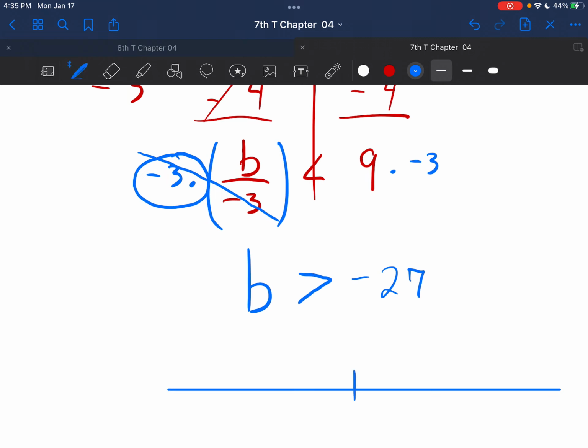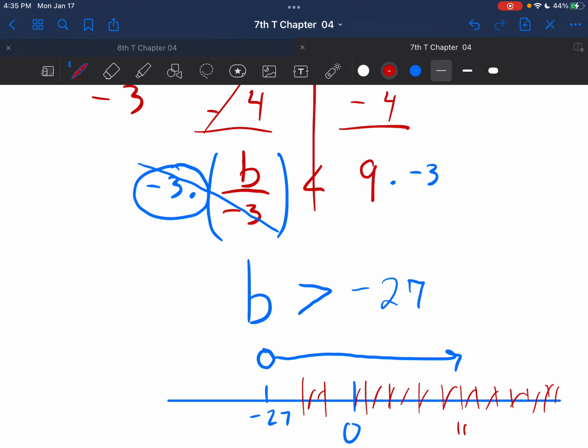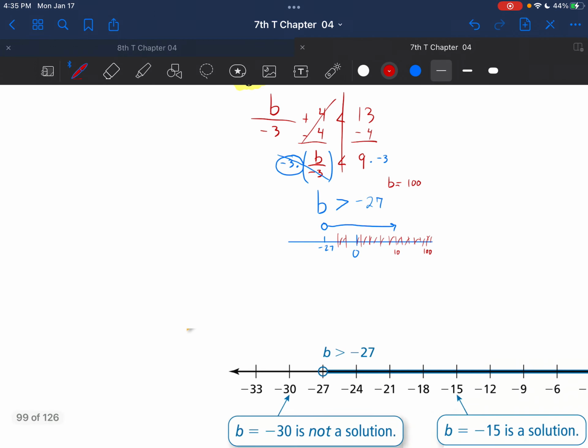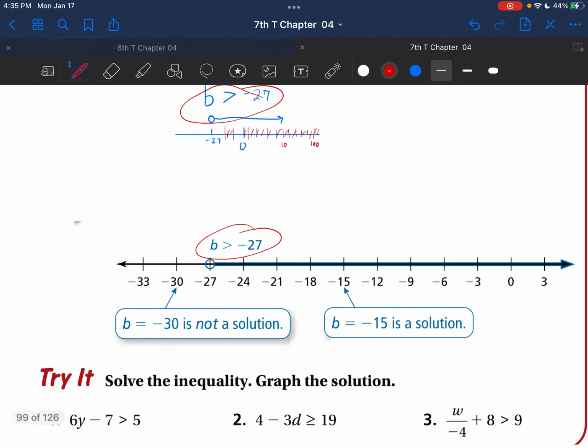Let's just graph it. We have 0. Here's negative 27. We have an open circle. Now give me a number that would be bigger than negative 27: 10, 5, 100, 1 million. All of those numbers would be on that side. That means that any number on this side of the inequality would be an answer. So if you picked 0, 10, or 100, and you replaced b with 100, it would make this statement true. That's what they got. That's what we got.